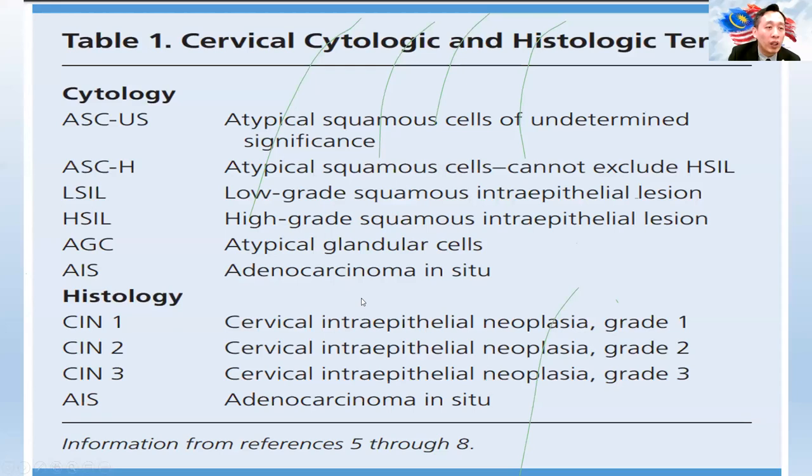For cervical cytology and histological terms, ASCUS stands for atypical squamous cells of undetermined significance. ASC-H is atypical squamous cells that cannot exclude high-grade lesion. Then there are low-grade squamous intraepithelial lesion and high-grade squamous intraepithelial lesion. AIS stands for adenocarcinoma in situ. AGC stands for atypical glandular cells. Then you have histology: CIN1, CIN2, and CIN3.